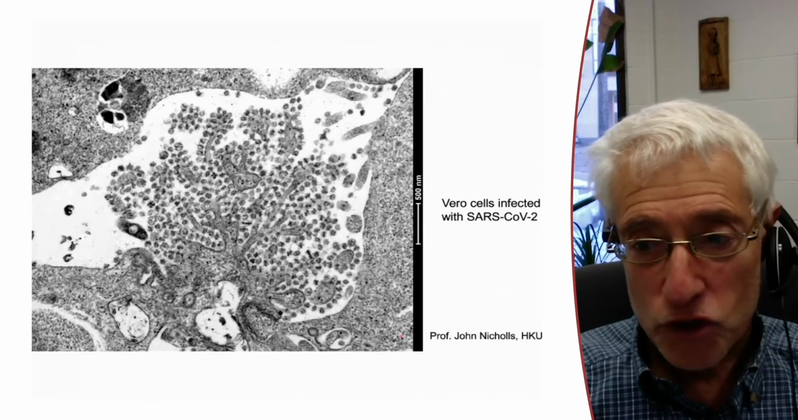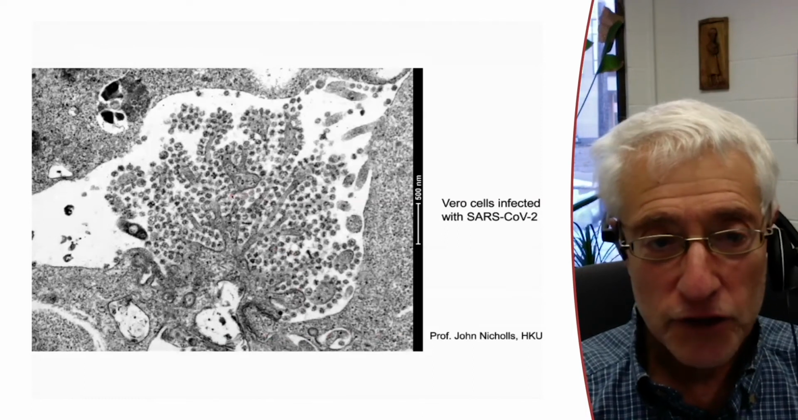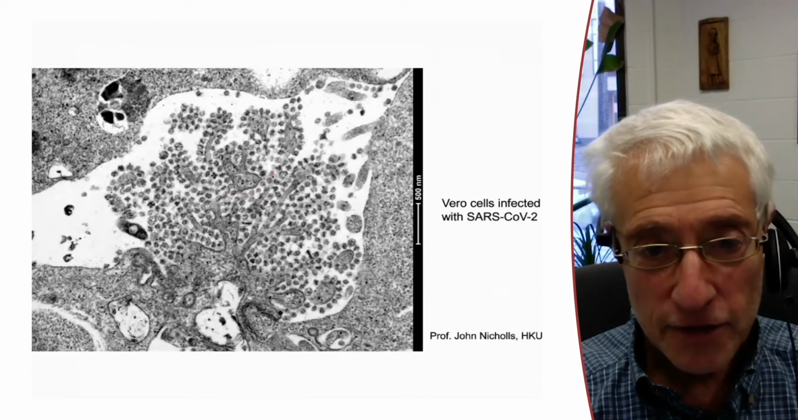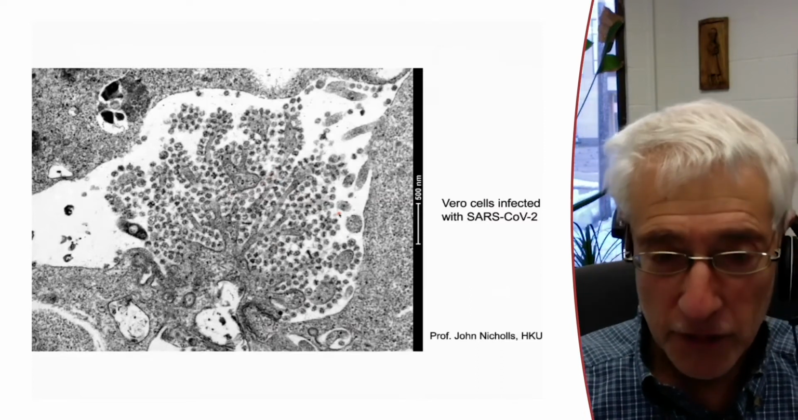This is on a more cheery note of what coronaviruses can look like. This is a Vero cell that's infected with the viruses, and while this picture is pretty, of course, the virus is lethal. So with that, I will stop, and thank you.